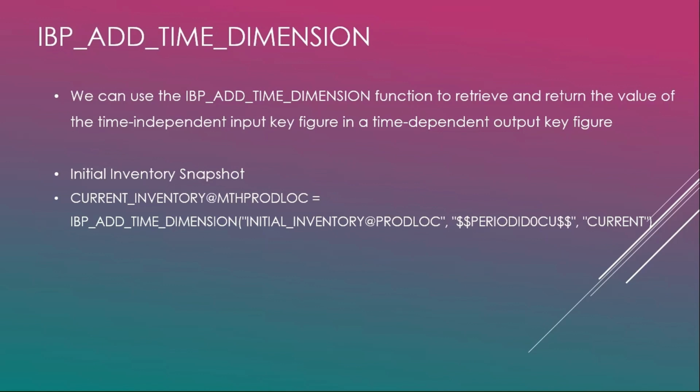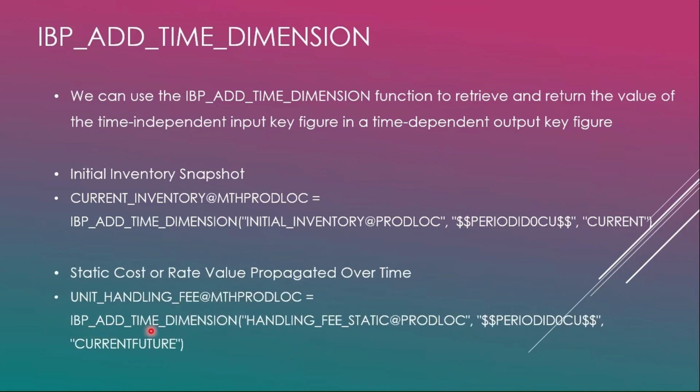Another scenario can be a static unit cost or handling fee that doesn't change every month, but we want to see the cost applied across time for the future period in the planning view. So the IBP add time dimension function uses the handling fee, which is at a product location level, and we want to show this at the current and the future period.